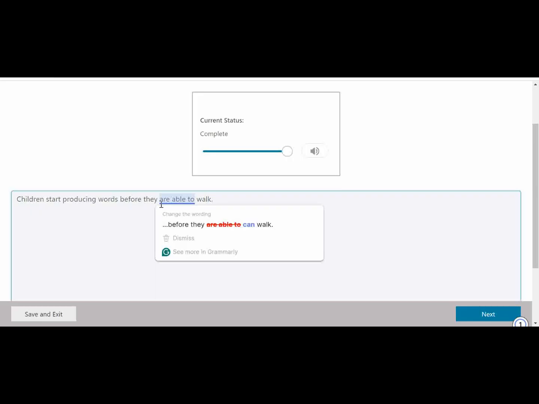So this sentence is making sense. This is the first phrase and this is the second phrase.